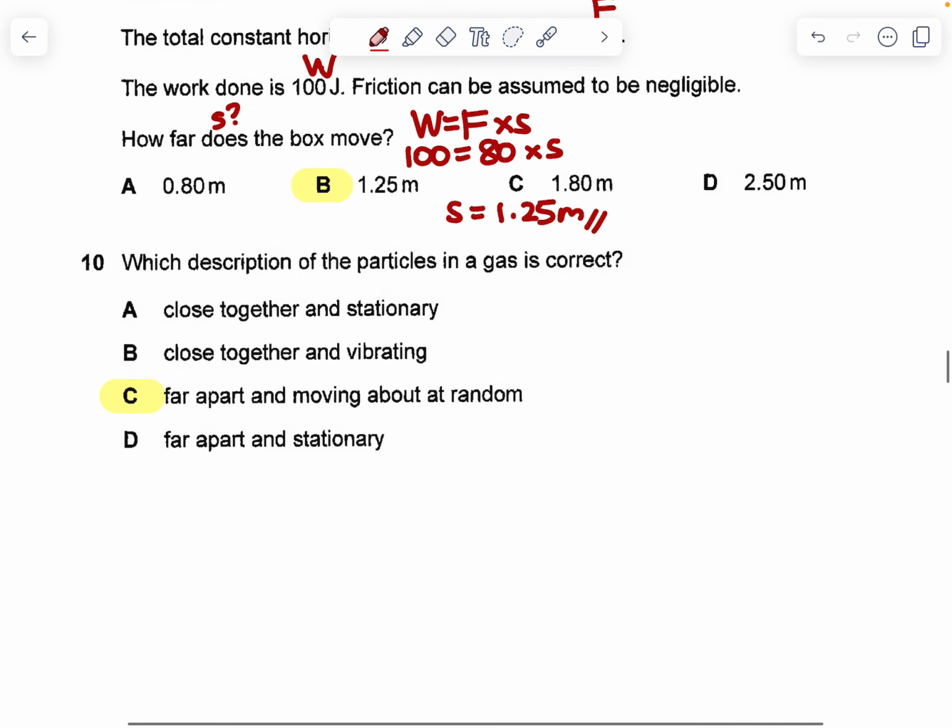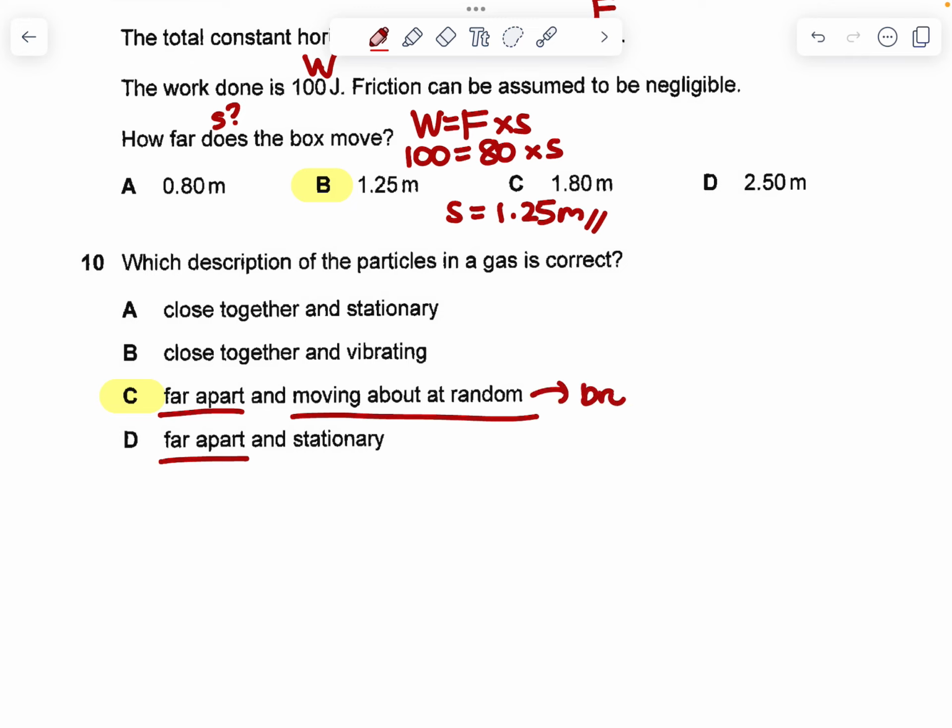Which description of the particles in a gas is correct? Gases are far apart. Solids are the ones that are close together. And gas particles are moving at random and constantly. It's actually due to Brownian motion.